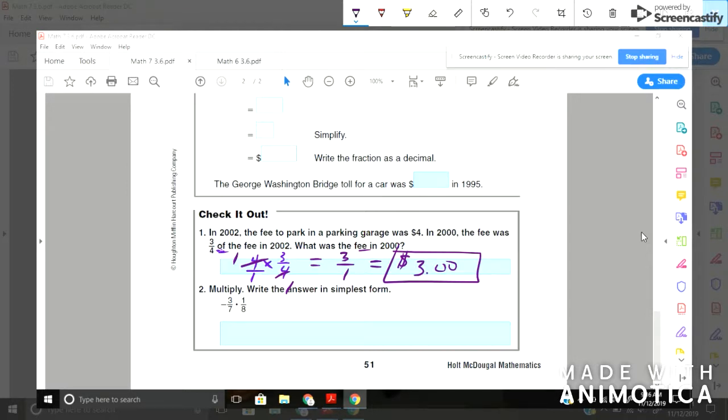And then lastly, number 2, I have a negative times a positive. So different signs. In the end, I'm going to have a negative answer. Doesn't look like I can simplify it at all here. 3 and 8 don't have any common factors. 1 and 7 don't have any common factors. So I'll just multiply across. 3 times 1 gives me 3 over 7 times 8 is 56. So negative 3/56 for my answer.